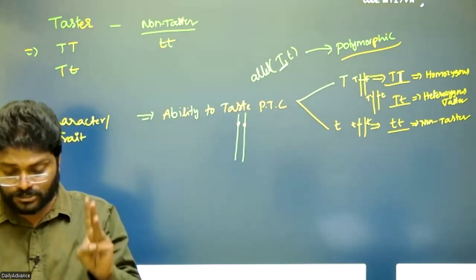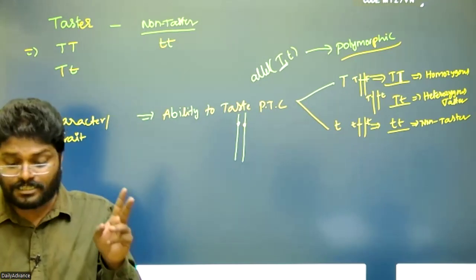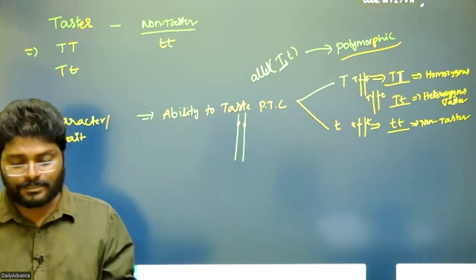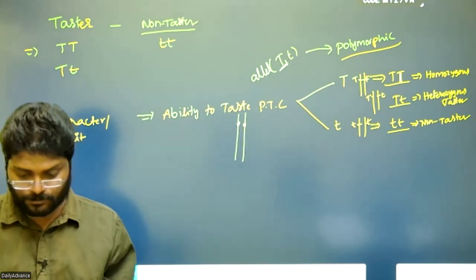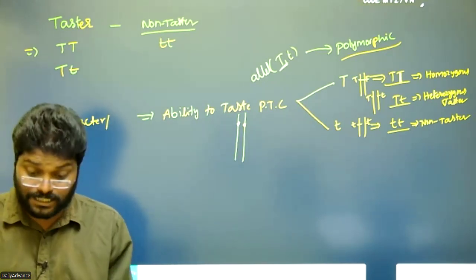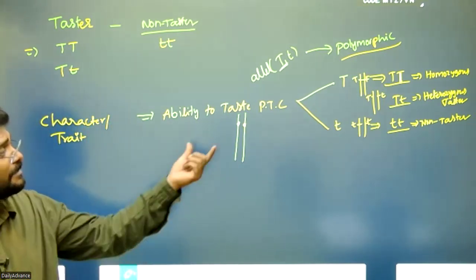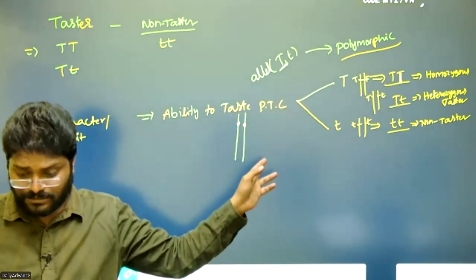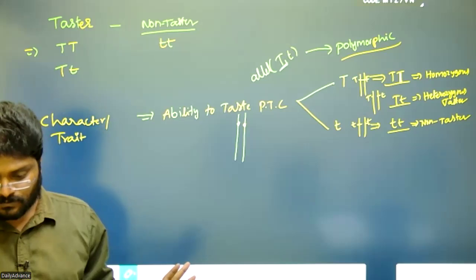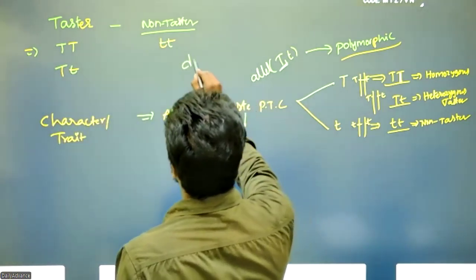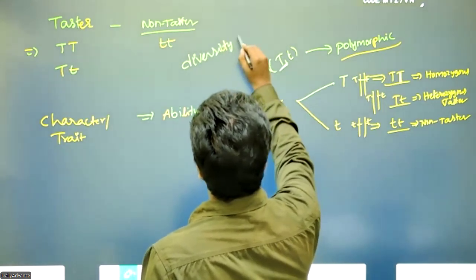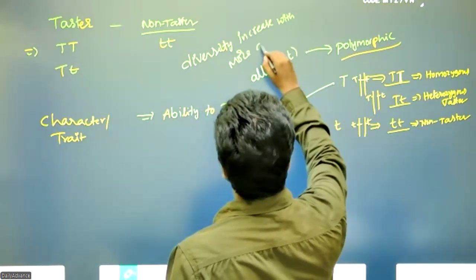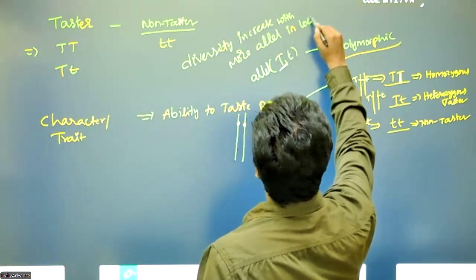Humans are classified as homozygous tasters, non-tasters, and heterozygous tasters. If three alleles are present in the same chromosome, same loci, then it becomes six types of human population possible. If four alleles, five alleles are present, if many mutations are there, many alleles coming in the same loci, then human population diversity increases. If more alleles in a loci, more diversity among human beings. Understand? So diversity increases with more alleles in a loci.